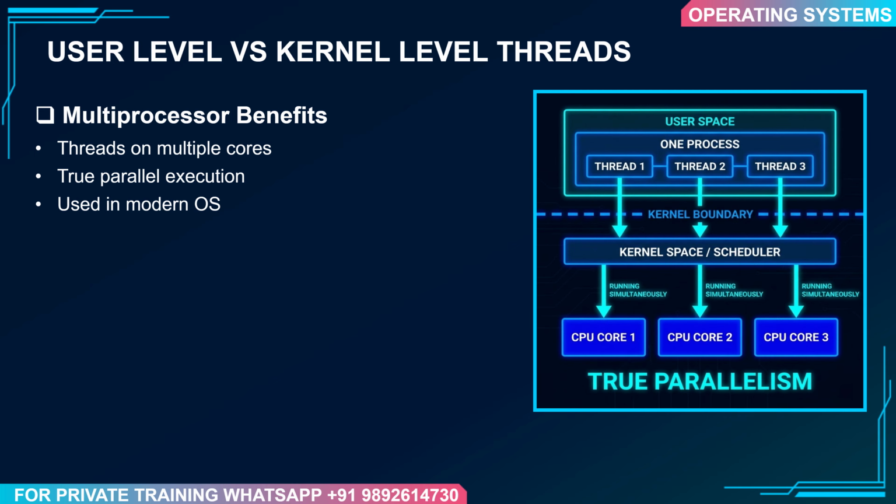Since the kernel schedules threads directly, it can run multiple threads of the same process on different CPU cores at the same time. This leads to true parallelism. Modern operating systems like Linux and Windows follow this approach. When you run a multi-threaded application on a multi-core machine, different threads can actually execute simultaneously.